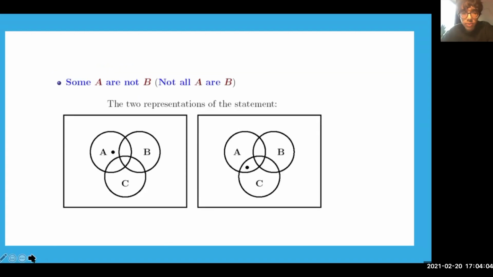Some A are not B, not all A are B. Again, this is an existential statement, so it has two cases, and you use a dot. The dot can either go in the A area or it can go in the intersection between A and C, because neither of them are a part of B, but they haven't specified whether, if the object is a part of A, it's a part of C or not. It may or may not be. So you need to write both those cases down.